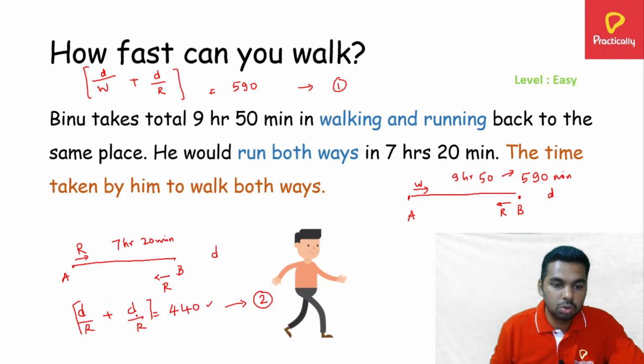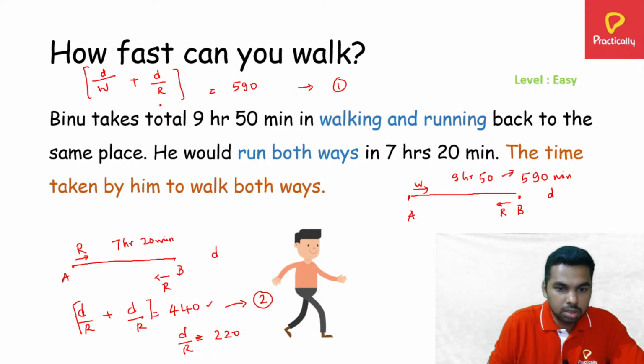So from here, you know D by R. What is D by R? So D by R is nothing but half of 440. So remember, yesterday we learned about doubling. So today we are going to halve. What is half? Half means 440 divided by 2, which is 220. So you know D by R is 220.